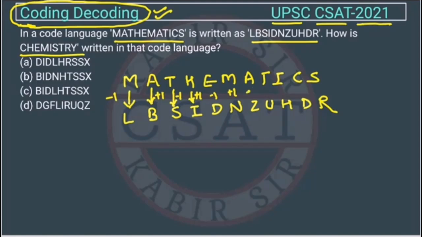This is -1, right? A is converted into Z, right? And here +1 again, and I is converted into H. So this is -1 again, right? C is converted into D. So this is +1 again, and the last digit this is -1. So you can see what is happening. They are alternately writing one letter before it and one letter after it. So the same concept we will apply in chemistry, right?